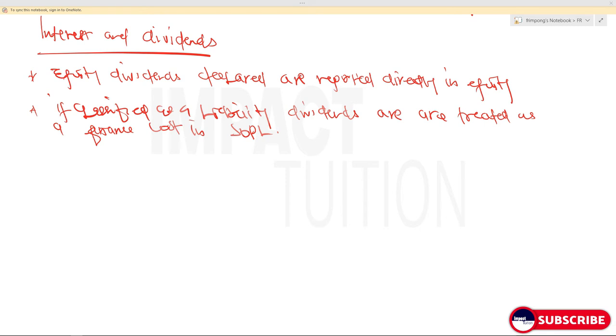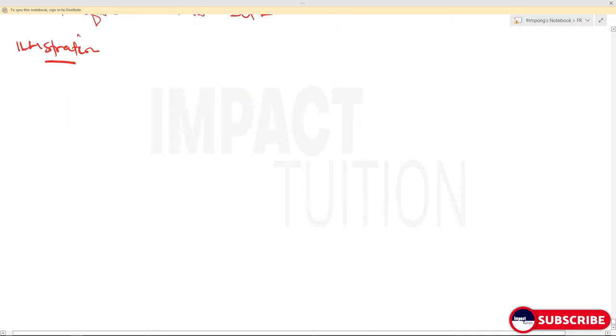Let's pick an illustration. On April 1, 2007, a company issued 40,001 Ghana Cedi redeemable preference shares.